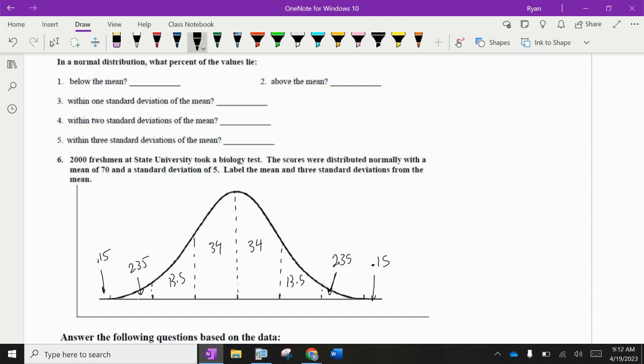But for these first 5, question number 1, what percent of the values in a normal distribution fall below the mean? Here's our mean. What percent is below that? 50. Number 2, what percent is above the mean? 50.